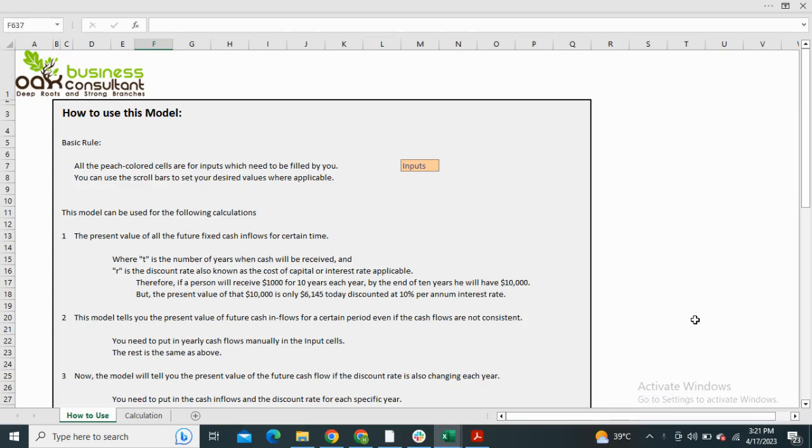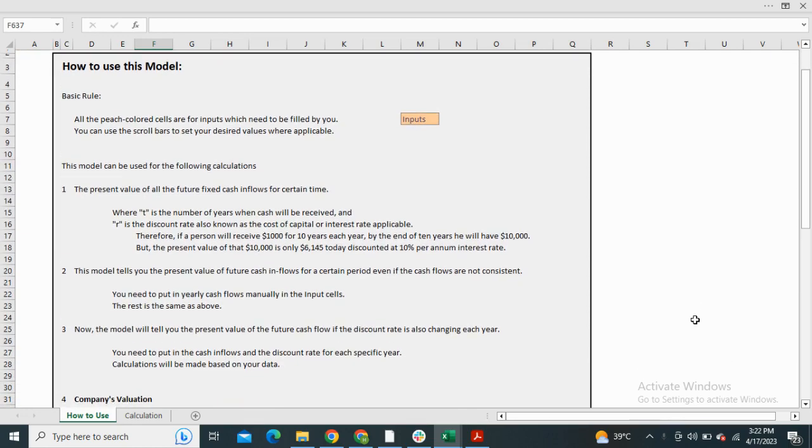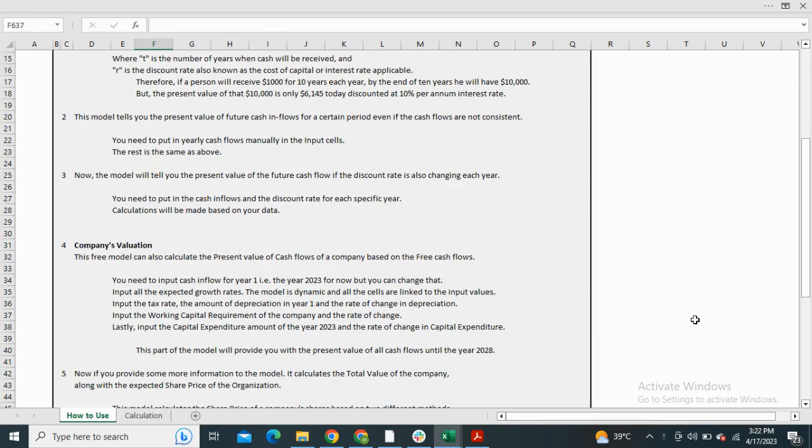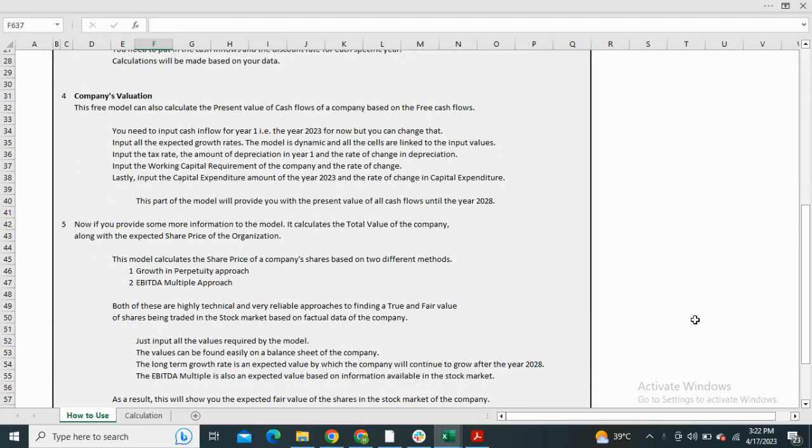Dog business consultants are going to present you the DCF calculation technique. The first sheet includes the user manual, which states the method techniques to calculate the DCF valuation. It also calculates the share price of your company.